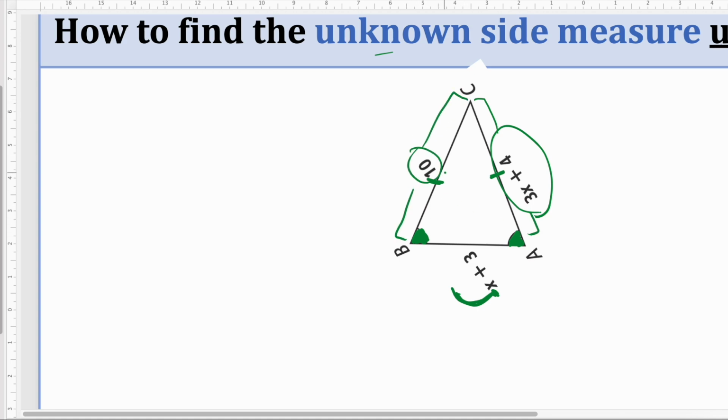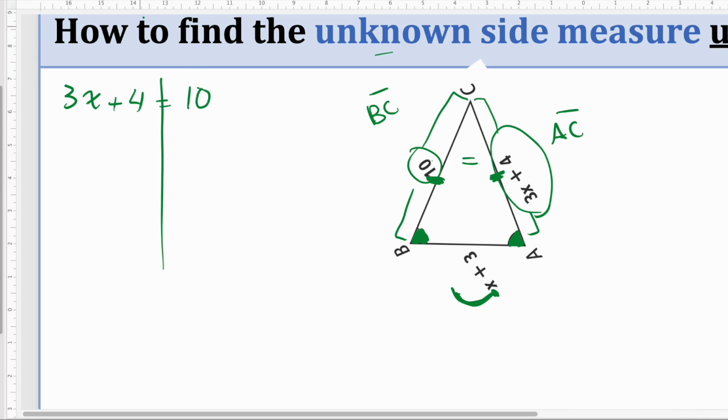Now this is the value of this side, and this is the value of this side. Since the two sides BC and AC are equal because it's an isosceles triangle, then I can write an equation, this equal that. Always make sure to clearly identify where the equal angles and equal sides are. If you make a mistake here, all your work is going to be wrong. Make sure that you correctly identify the equal sides or equal angles. Okay, so in this case 3x plus 4 equals 10. Solve your equation to find x. Minus 4 from both sides.